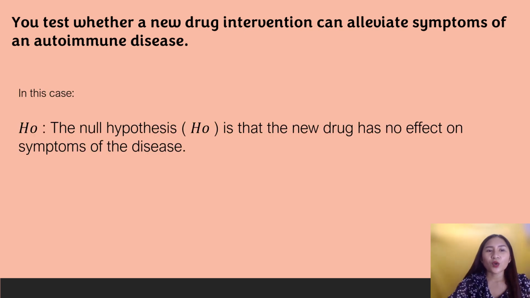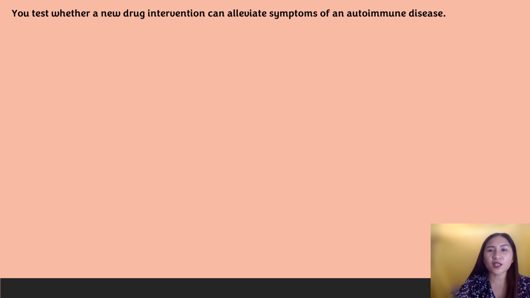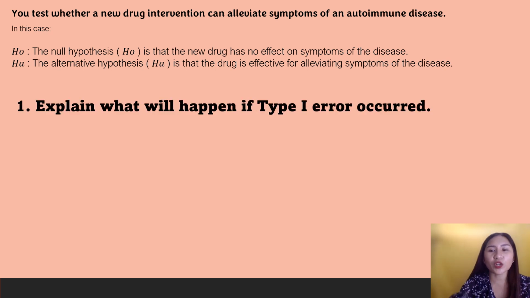Now in this case, the null hypothesis is that the new drug has no effect on symptoms of the disease. The alternative hypothesis is that the drug is effective for alleviating symptoms of the disease. These are our null and alternative hypotheses. First question, explain what will happen if type 1 error occurred.